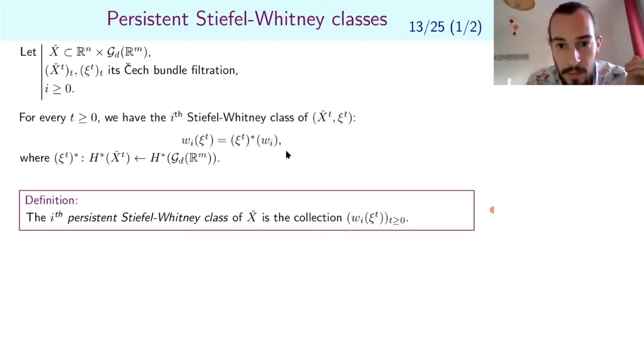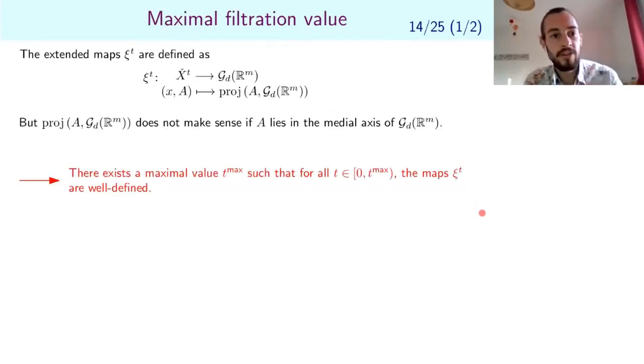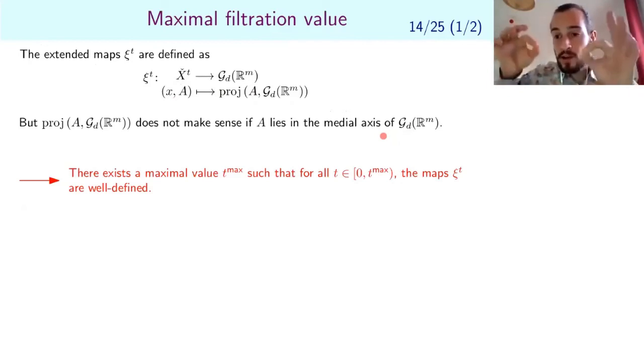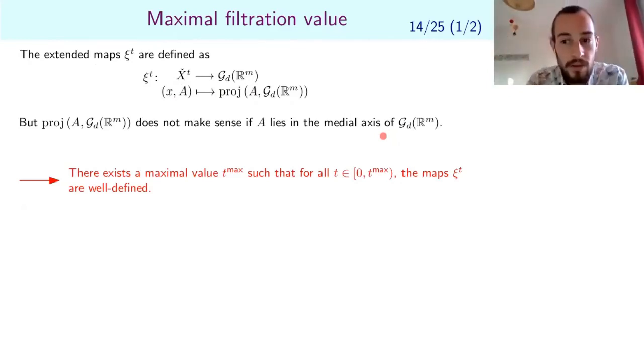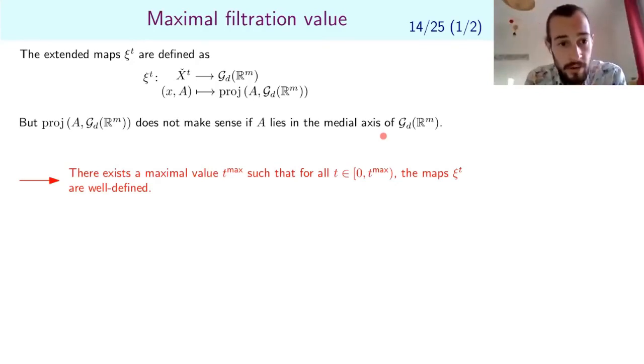I lied a bit because these maps, Xi_t, are not well defined. You take your point of the thickening and you project the matrix component into the Grassmannian. But if you want to project a matrix on the Grassmannian, you have to make sure that the matrix is not included in the medial axis of the Grassmannian. The medial axis is the set of points where projection is not well defined. So you have to be careful to not go too close to the medial axis of the Grassmannian. So actually, there exists a maximal value.